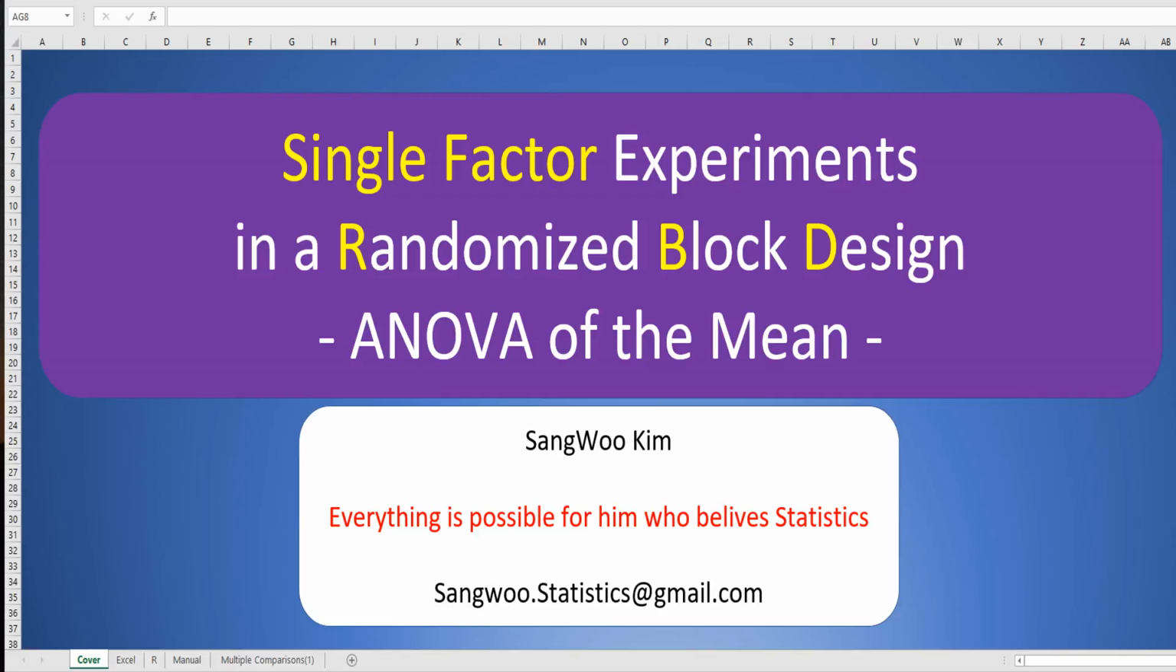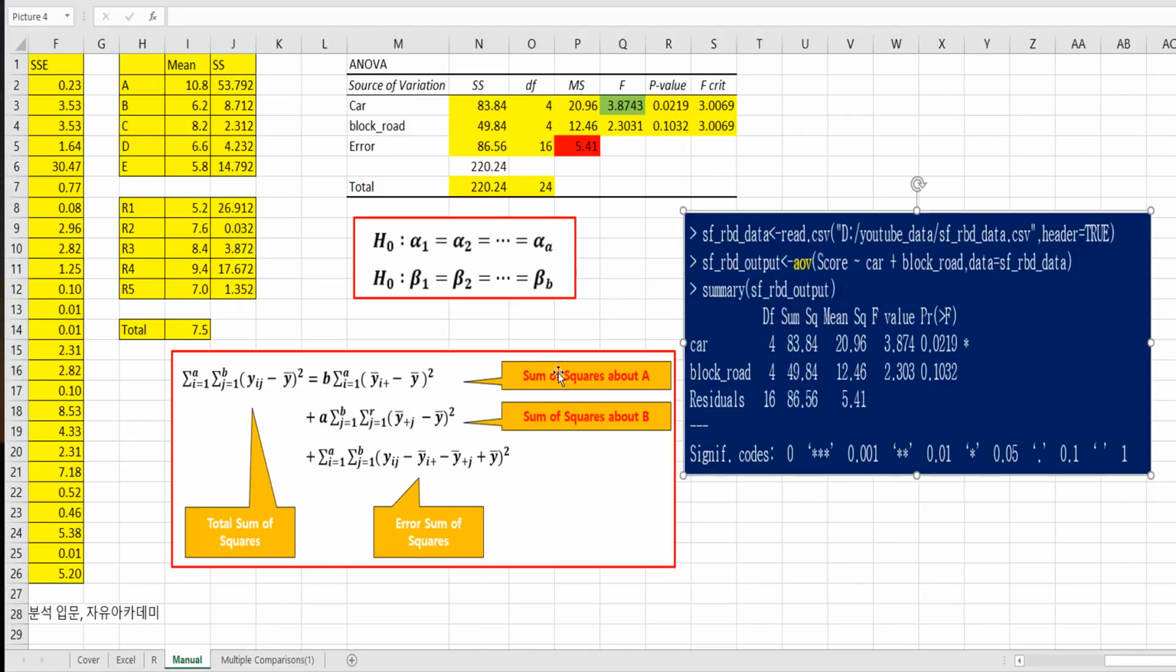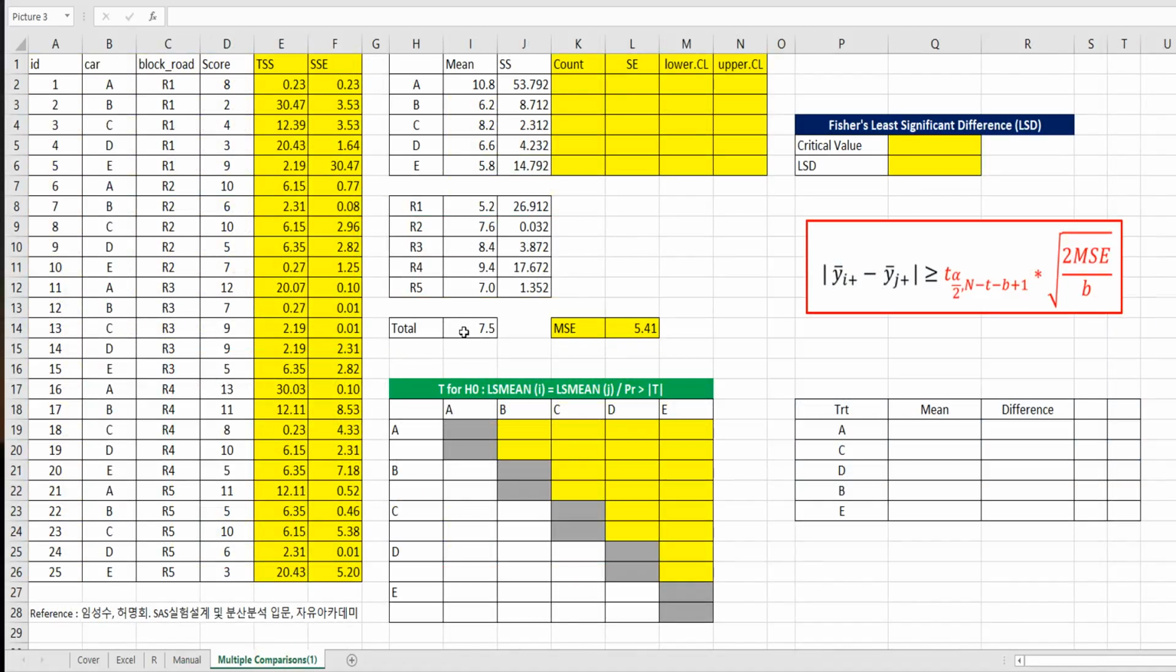In the previous video, I showed you how to do single factor experiments in a randomized block design. According to the analysis output, we have significant treatments named CAR, but there is no block effect considering a 5% significance level. So this is what we have expected. In this video, I want to show you how to do multiple mean comparisons and Fisher's LSD, which is least significant difference.